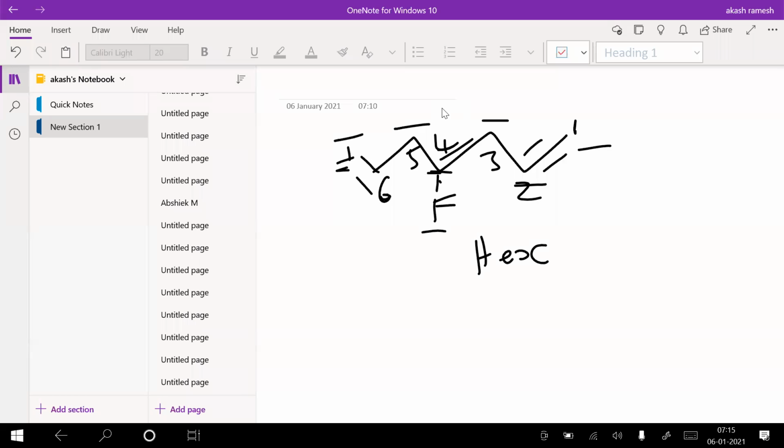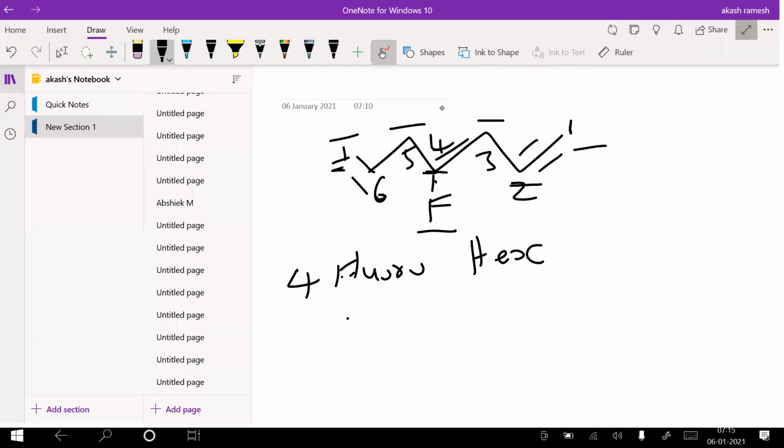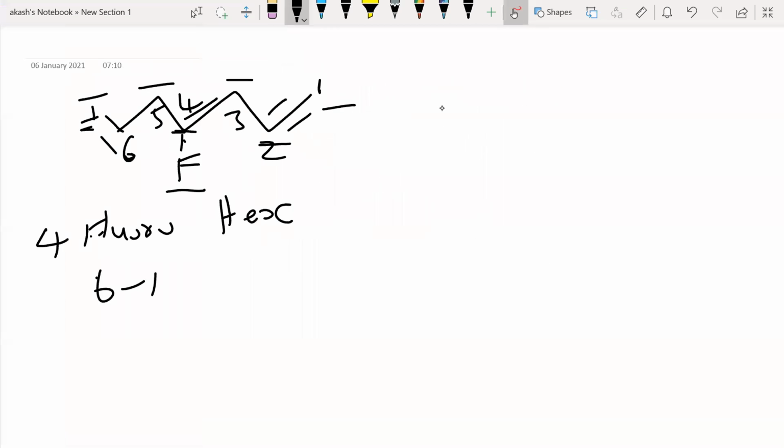There are only 2 branches, that is F and I, and you have to go for alphabetical order. Which has to come first? F has to come first. Again, not because of priority, because of alphabetical order. So it is going to be 4 fluoro, then 6 iodo.